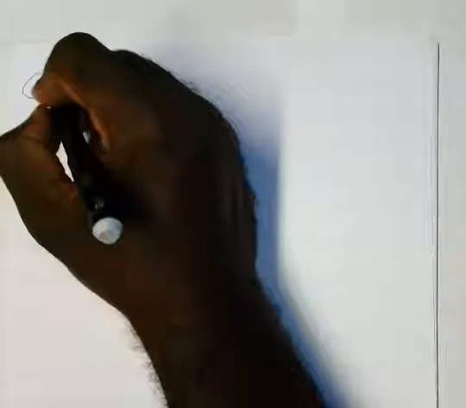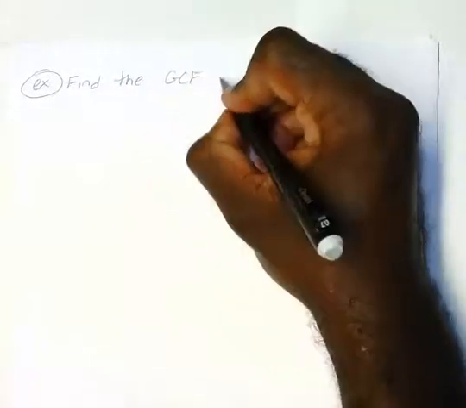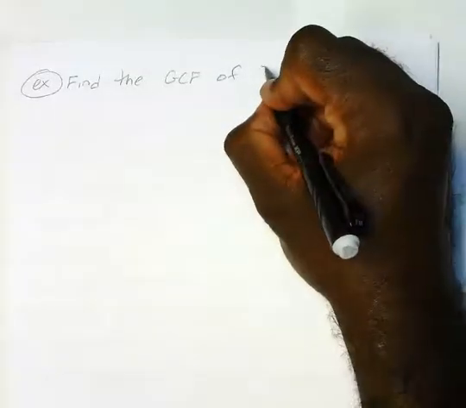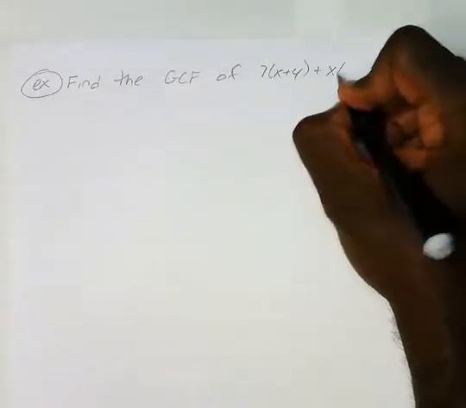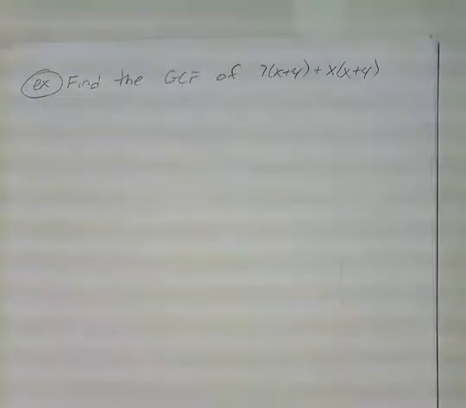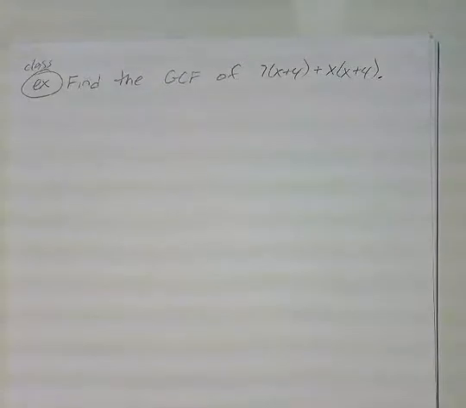Alright, so let's do another example. Let's say we wanted to find the greatest common factor of 7 times (x + 4) plus x times (x + 4). Press pause, and I want you to try this one. It should only take you a couple of seconds to use the shortcut method.